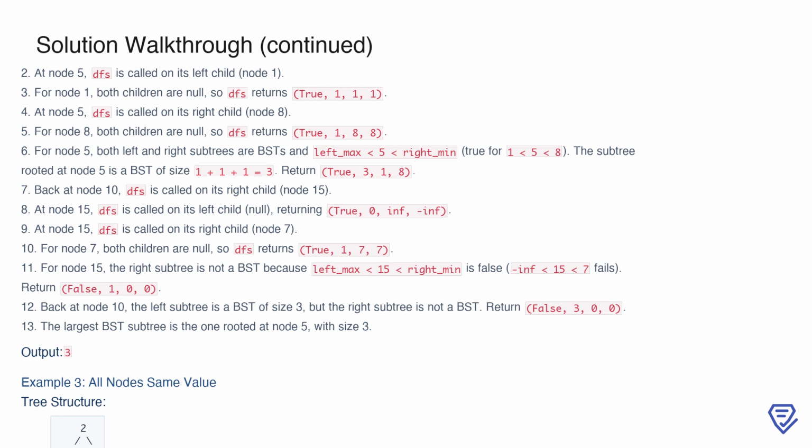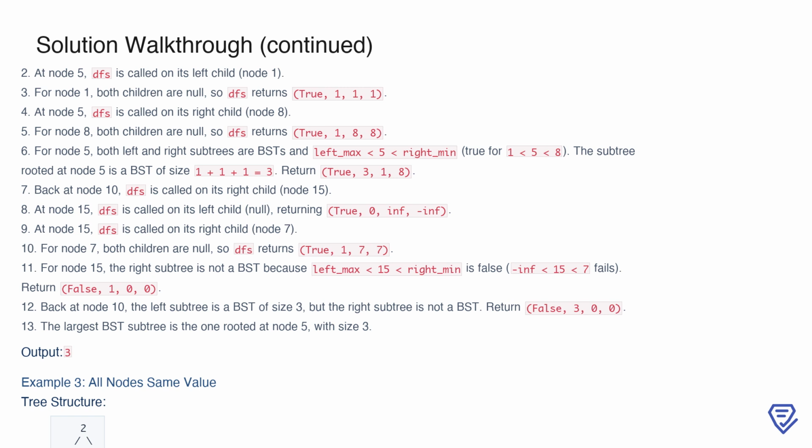Next, we move to its right child, node 7. Since node 7 has no children, DFS returns true, 1, 7, 7 for this subtree. Now at node 15, we evaluate its subtrees. The right subtree rooted at node 7 is a valid BST of size 1, but the BST condition left_max less than 15 less than right_min fails because 7 is not greater than 15. This means the subtree rooted at node 15 is not a valid BST, and we return false, 1, 0, 0.